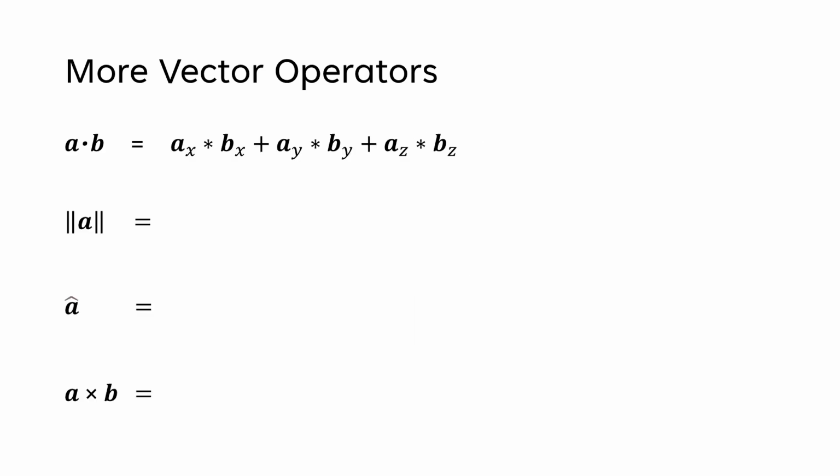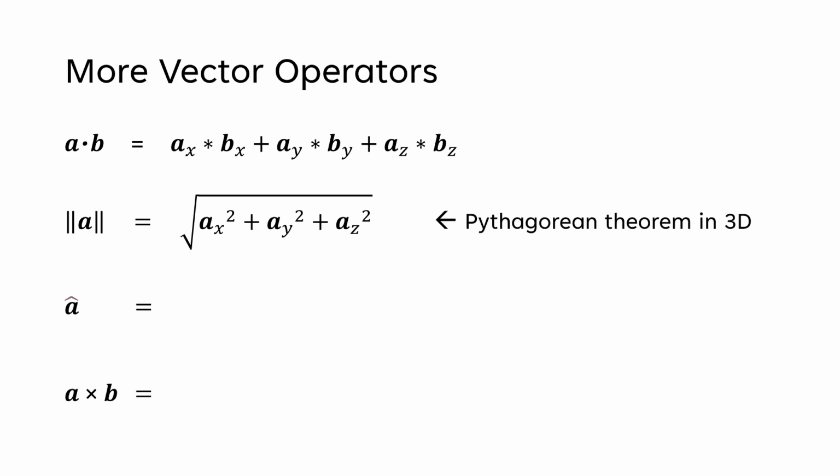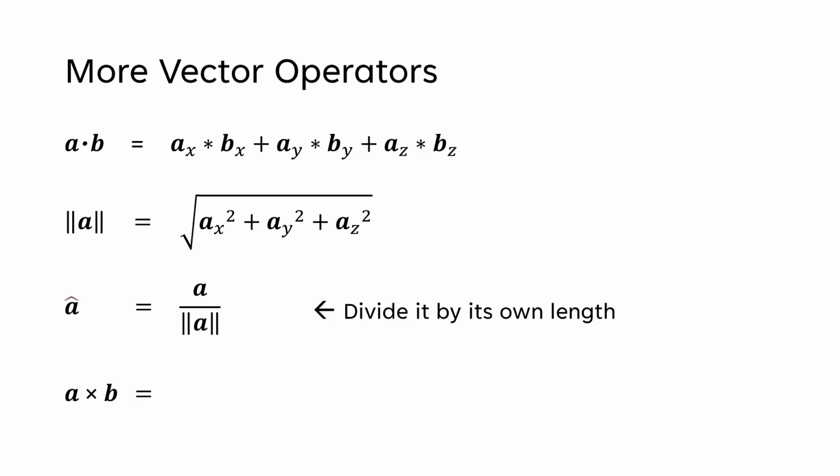The dot product works by multiplying the x components of both vectors, then the y components, then the z components, and we just add them all up. The magnitude operator is a 3D version of the Pythagorean theorem. We square the components, add them up, and take the square root of that. We can get a unit vector by taking a vector and dividing it by its own magnitude. This makes sense. If you have a vector of a length of 3 and divide it by 3, you get a vector with a length of 1. It's as simple as that.